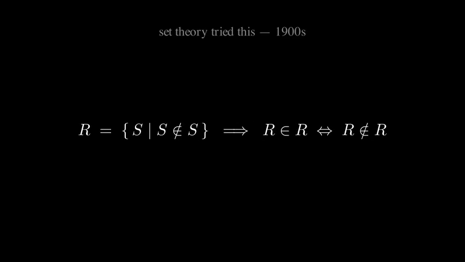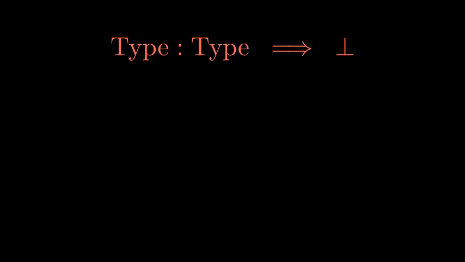The cheapest design would be to let every type live in one universe, including that universe itself. Set theory tried this once. Russell's paradox: form the set of all sets that don't contain themselves. It leads straight to a contradiction. Type theory has its own version. With Type as its own type, Girard in 1972 and Hurkens later, in a tighter form, built a closed term of the empty type.